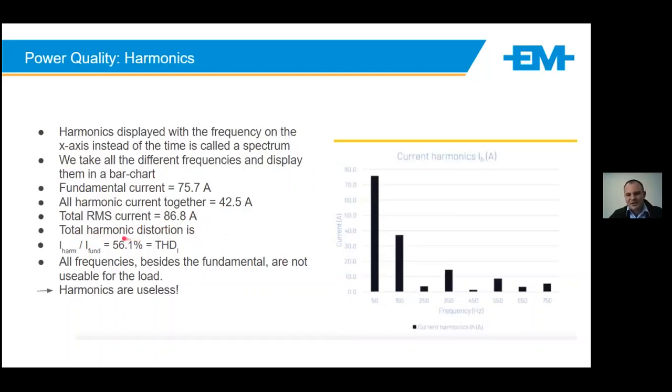So what is the total distortion in this example? The harmonic current divided by the fundamental gives us a percentage, which is the THDI. In this case, 56% of that current, or that waveform, at that point in time is what we would consider distorted. All frequencies besides the fundamental are not useful for the load, so harmonics are useless. That is what we would see as wastage.